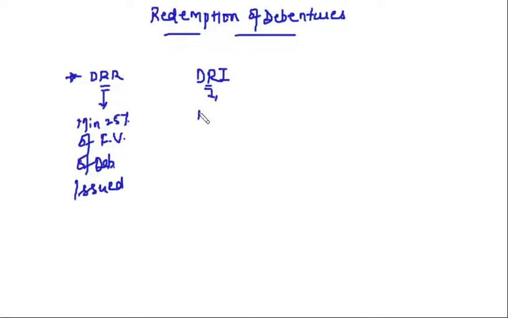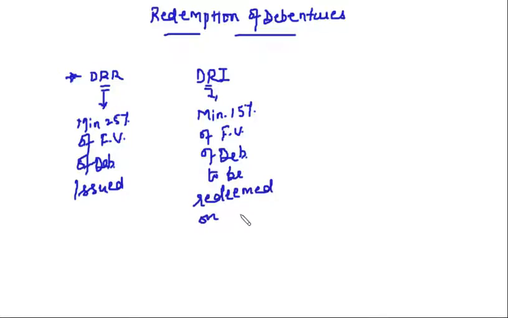And what about DRI? DRI is to be minimum 15% of face value of debentures to be redeemed on 31st of next year. Clear? So this is about DRR and DRI. It is to be created on or before 30th of April of this year. And the companies which are exempted from creating DRR are also exempted from creating DRI. Clear? So this is all we discussed about DRR and DRI.